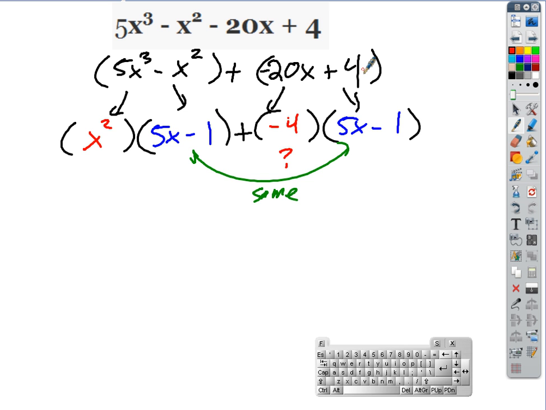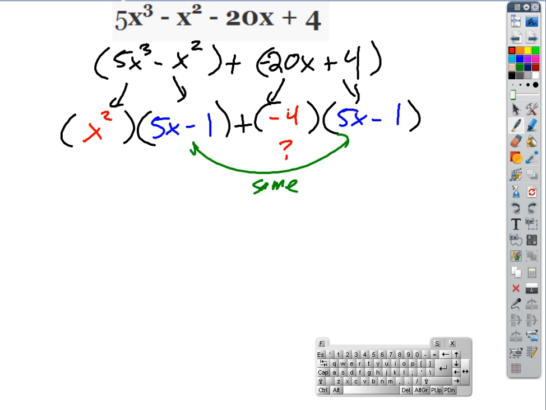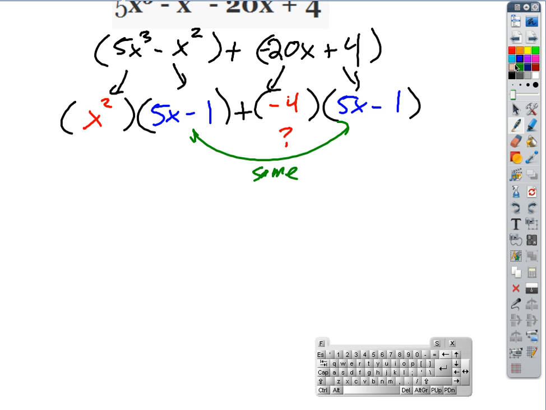Now, all we have to do is just take this 5x minus 1 and divide it away from each of the two groups. So I get my 5x minus 1, and I'm left with x squared plus negative 4, which is minus 4, right? Okay, now that's good. Are we done? No. Not quite.